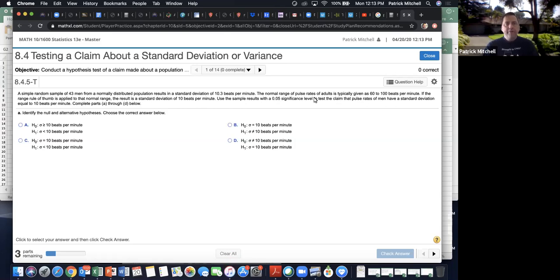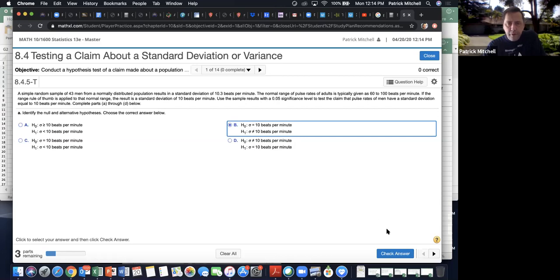So the first thing they're asking for is the null and alternative hypotheses. So let's look at our claim. The claim is that pulse rates have a standard deviation equal to 10 beats per minute. So, symbolically, it would be sigma equals 10, and the opposite of that is sigma does not equal 10. Remember that does not equal would be the alternative hypothesis because it doesn't contain equality. And so that has to be choice B here. The null hypothesis is sigma equals 10. The alternative is sigma does not equal 10. Okay, so far no problem.